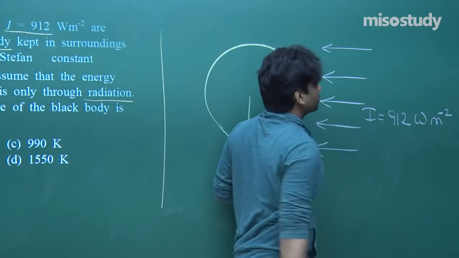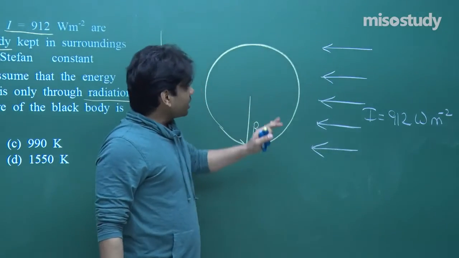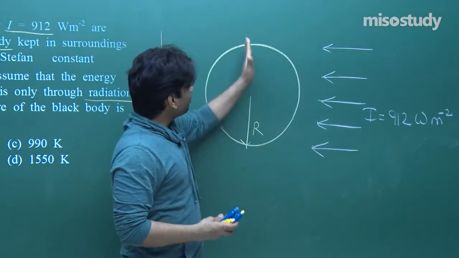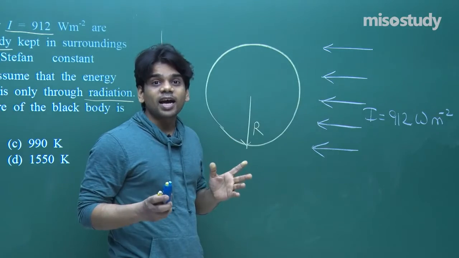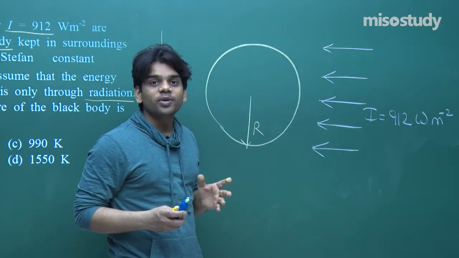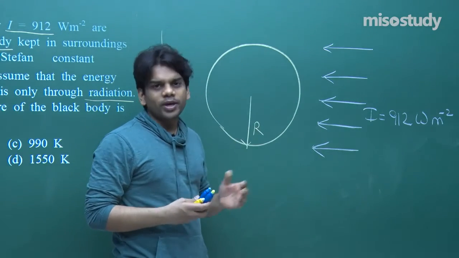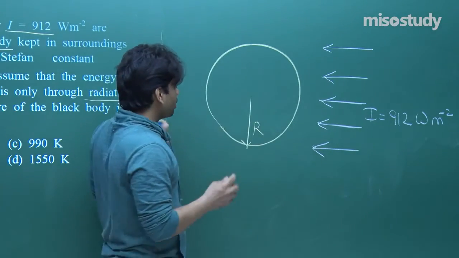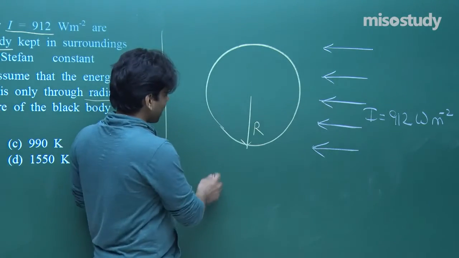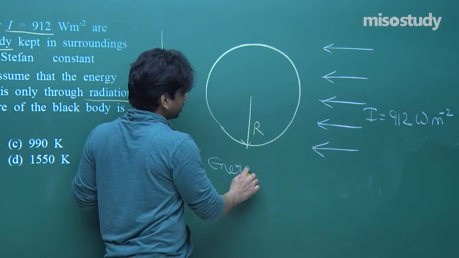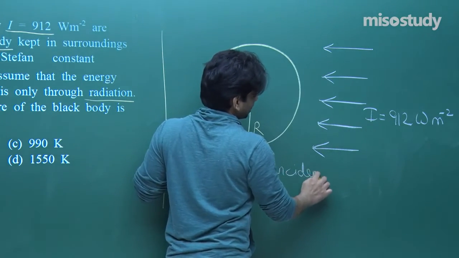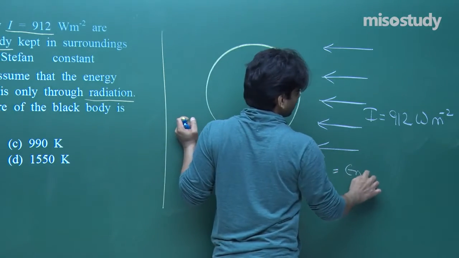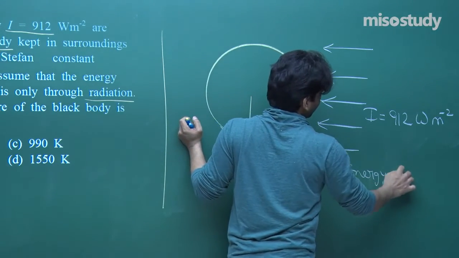This is given to us. Now see, they are falling on this hemispherical area, and we know that energy incident will be equal to intensity into area, energy incident per unit time. So as per Kirchhoff's law, we can say that energy incident will be equal to energy radiated.